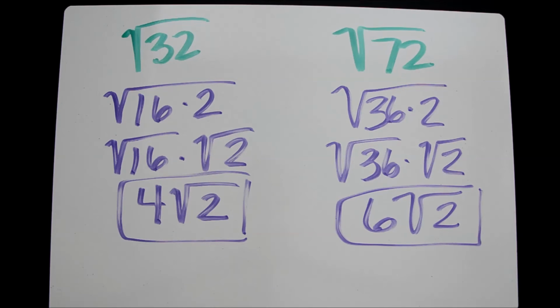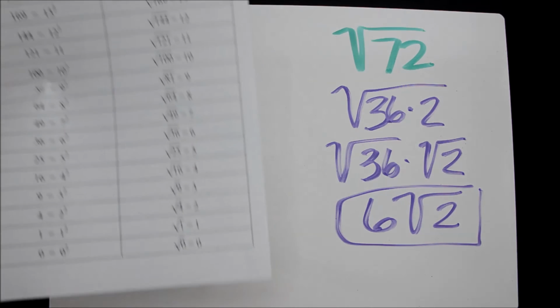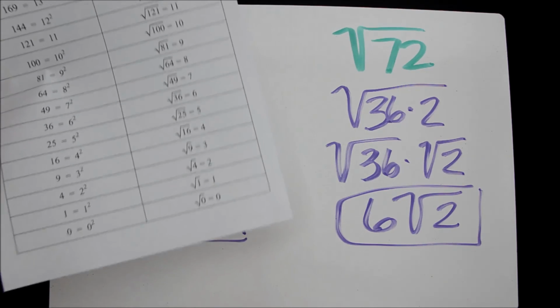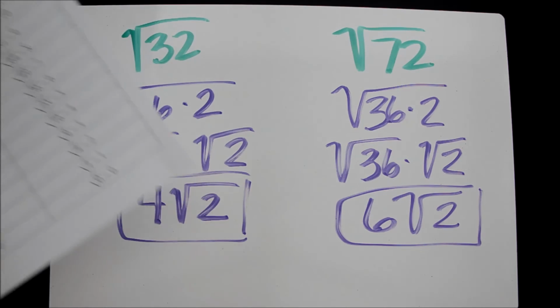That concludes our lesson on how to simplify radicals by finding the largest perfect square that goes into these. Again, it's helpful to have a list of the perfect squares next to you.